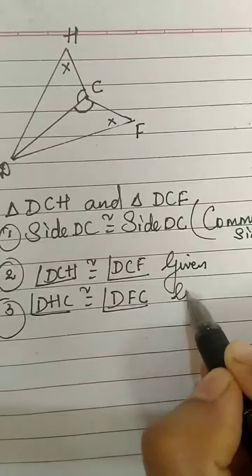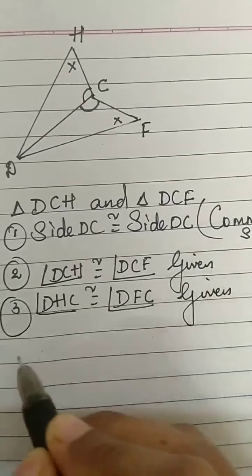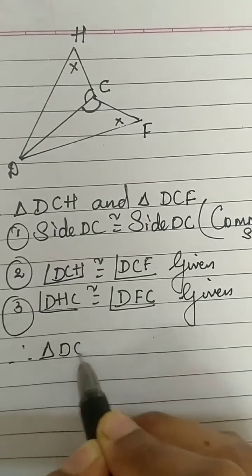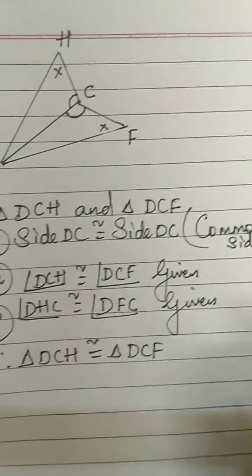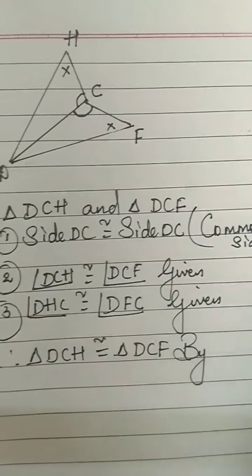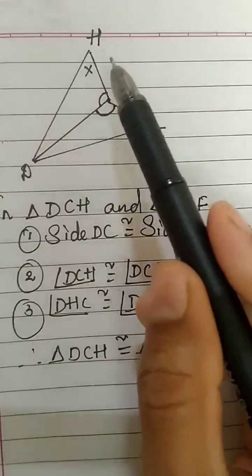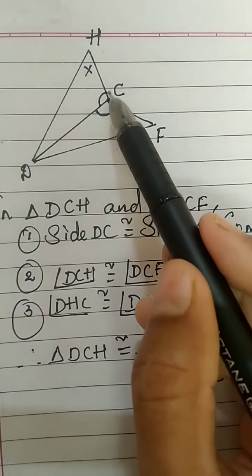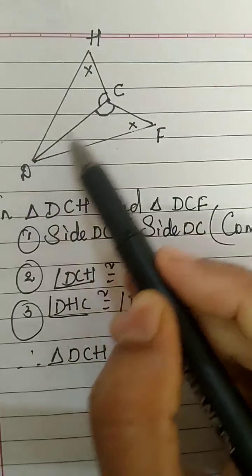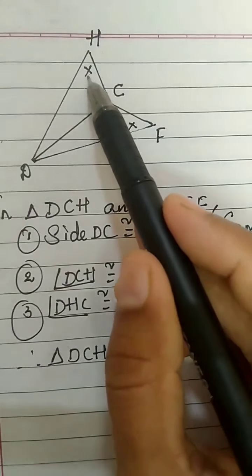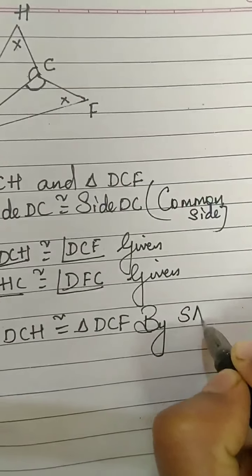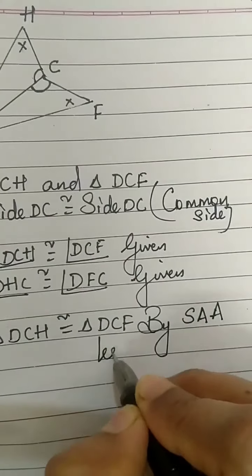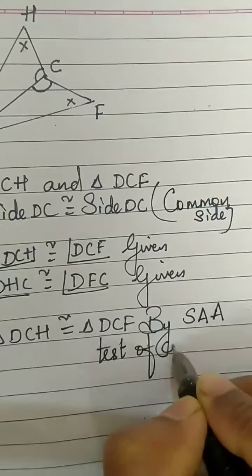DFC. This is also given. So therefore, triangle DCH is congruent to triangle DCF by which test of congruence? Just see, is it SAS? No, it is SA and this is also an angle. SAA test. By side angle test. SAA test of congruence.